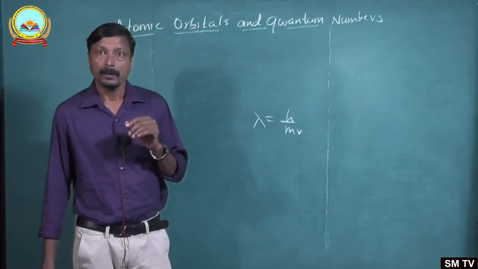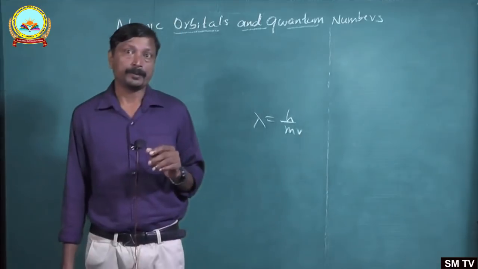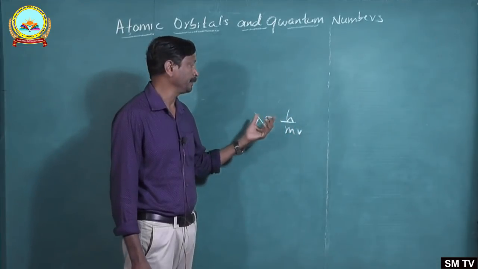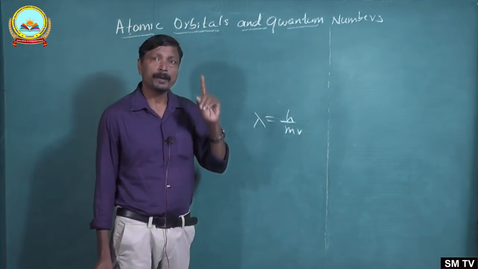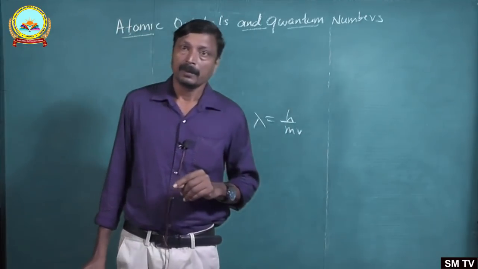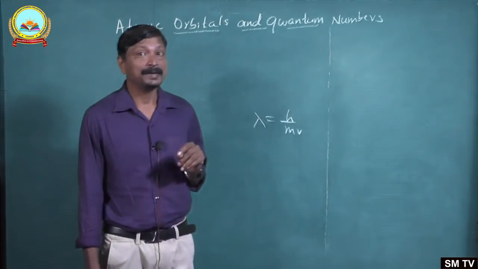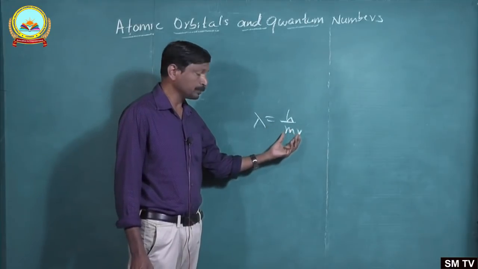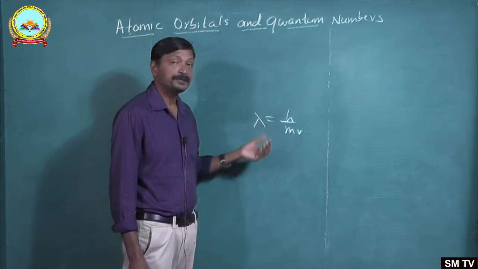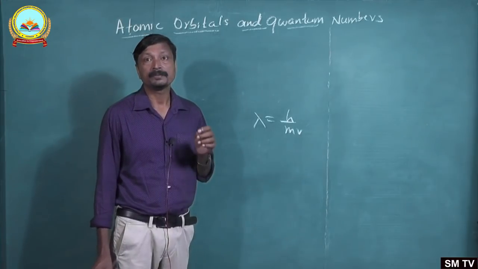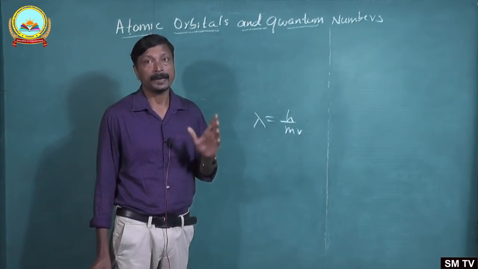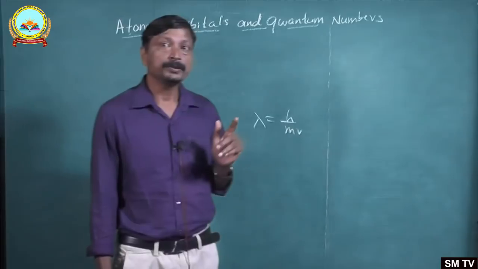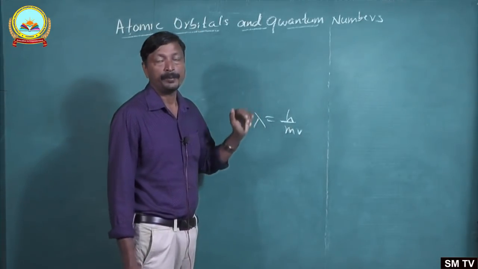For macroscopic particles, this lambda is so small because m is considerably high, so they are considered only as particles. But for microscopic particles like electron, proton, molecules, atoms, this m is very small. They have a considerable lambda. Therefore, these particles have both wave character and particle character. This is called the de Broglie matter wave equation.